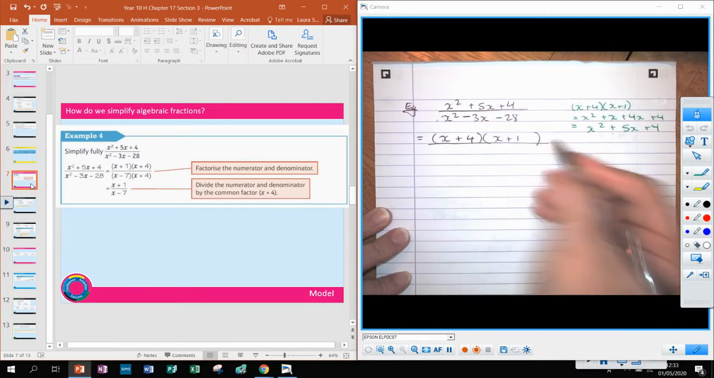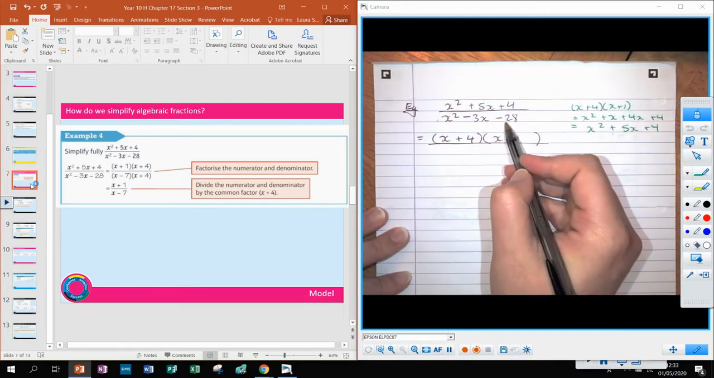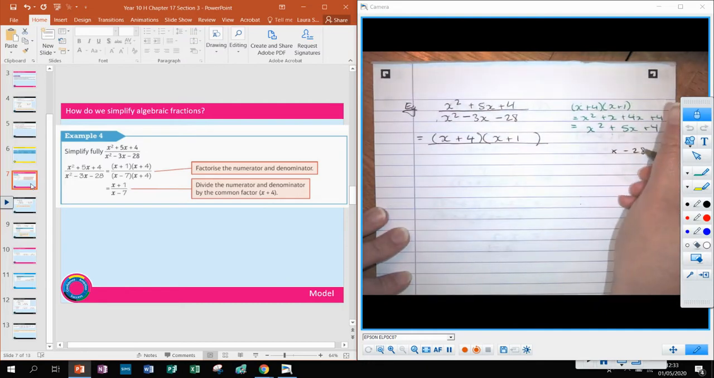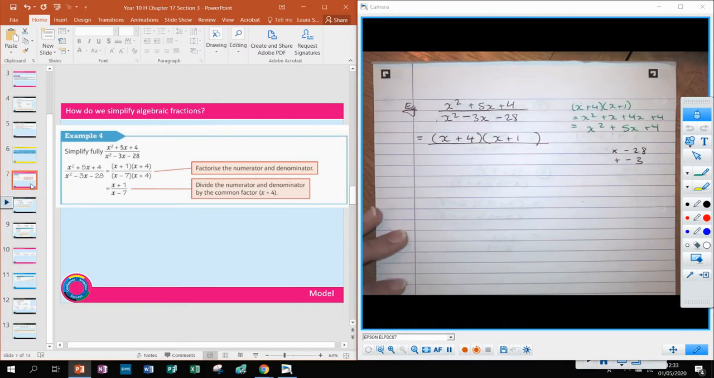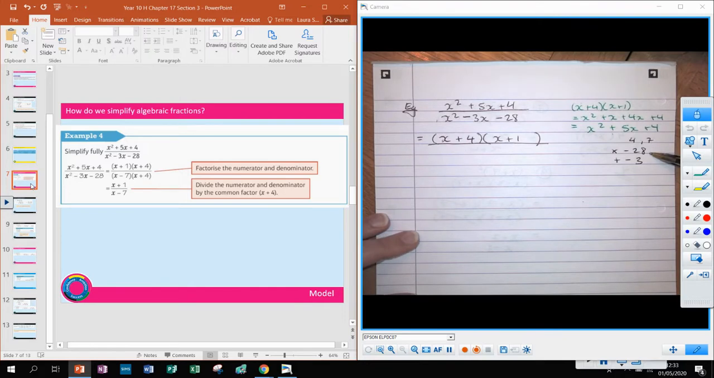So we have x plus 4, x plus 1 over, now let's take a look at this. I need 2 numbers that will multiply to negative 28, but will add to negative 3. So let's have a think about that. What can multiply to give me 28? Well, that would be 4 and a 7. 4 times 7 is 28. I need it to be negative, so one of these numbers is negative. Then I have to think about the sign of what I'm adding to, and that's negative 3.